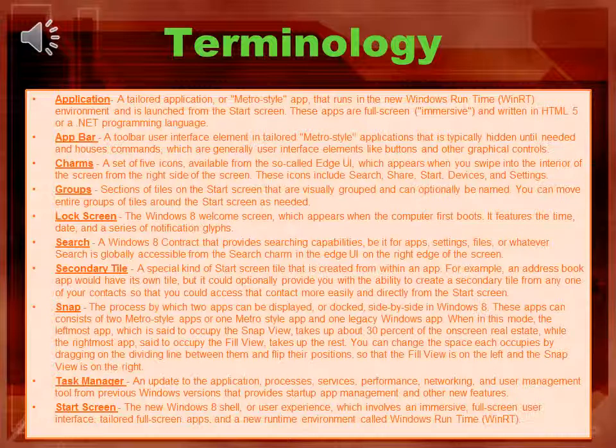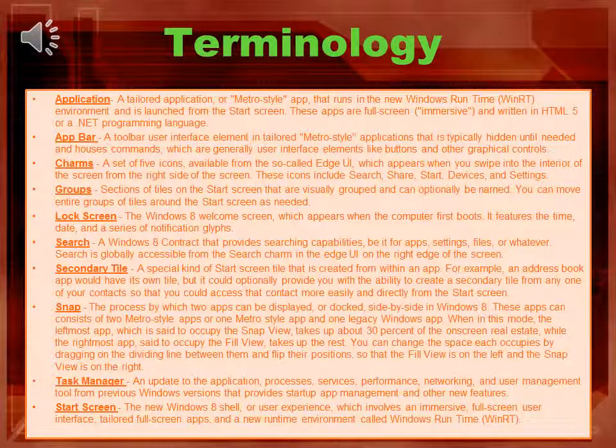A secondary tile, that is a special kind of start screen tile that is created from within an app. For example, an address book app would have its own tile, but it could optionally provide you with the ability to create a secondary tile from any one of your contacts so that you can access a contact more easily directly from the start screen. Another one that goes with that would be your Microsoft Office. Those are your secondary tiles.